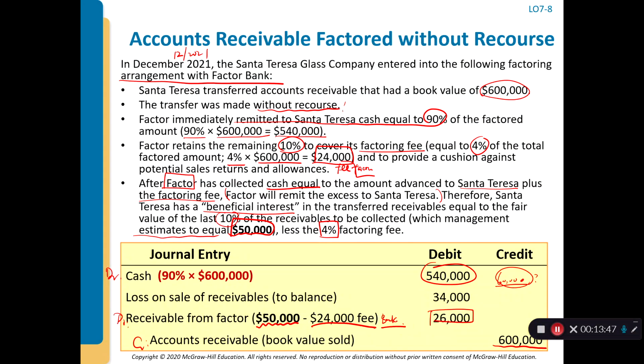They call that the beneficial interest. Okay, this is the beneficial interest, and then the difference is plugged in, which means that you're losing money by factoring this accounts receivable. The loss is $34,000.